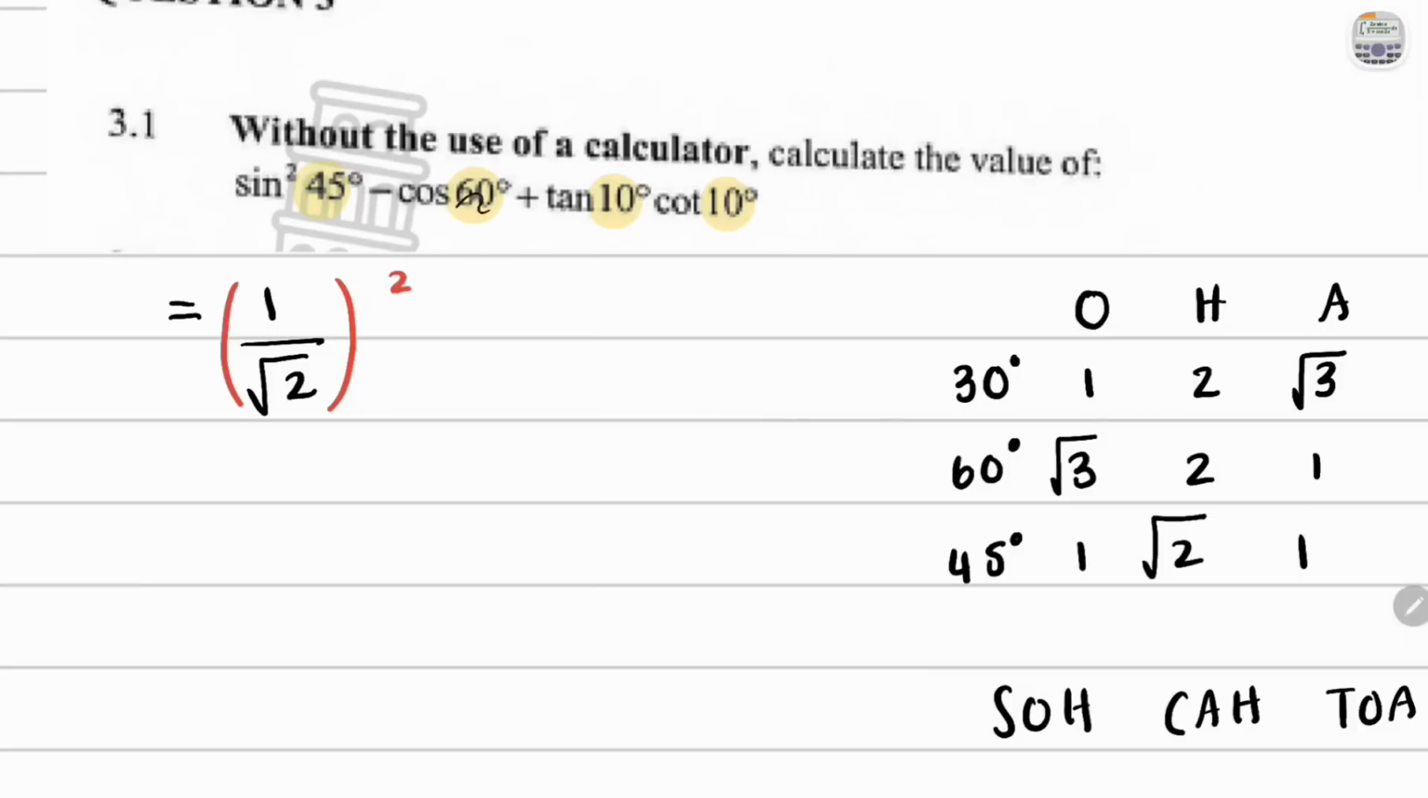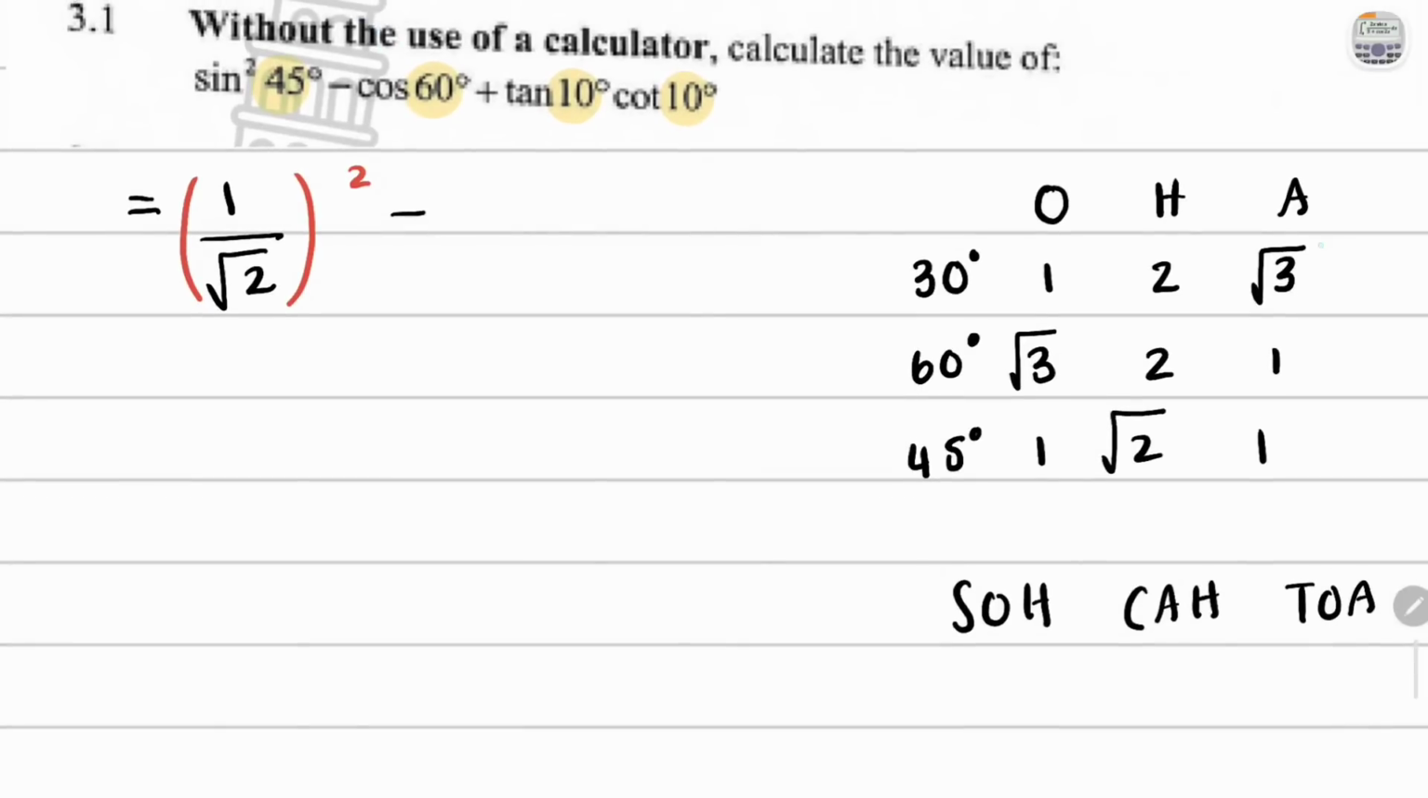Okay. Then minus cos 60. Minus cos 60. How do we find that? In the OHA rule, we go to 60 degrees. Go to the 60 degrees row. And we know that cos from SOHCAHTOA is adjacent over hypotenuse. So we're going to go the adjacent A over hypotenuse over 2. So it's 1 over 2. So that is minus 1 over 2.